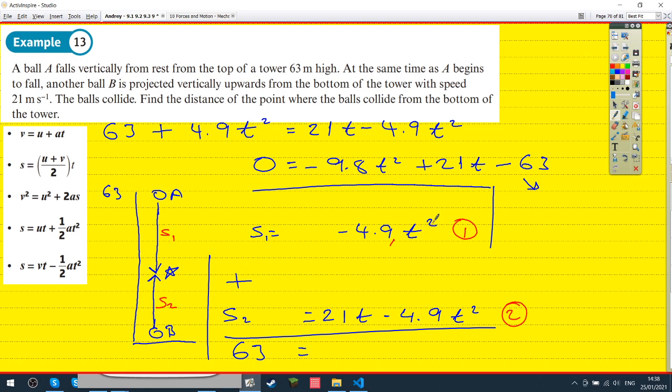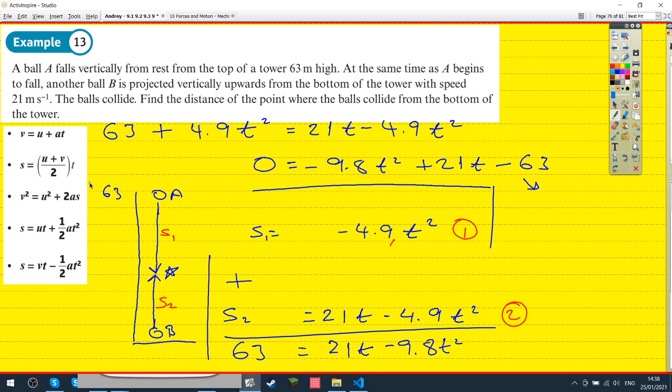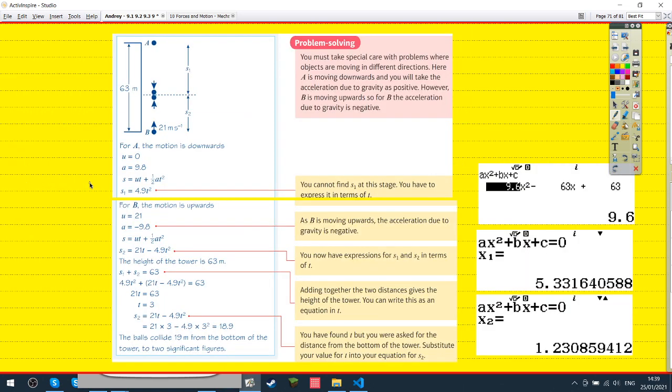Is this like... So now, for 21t, am I just adding nothing and getting 21t? Are we just getting the same equation though? 21t, it's the exact same equation. For the first one, u is 0. Wait, a is positive 9.8. Why are they doing that? S1 is 4.9 t squared, for the first one.